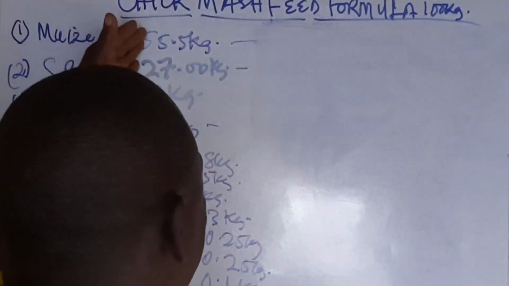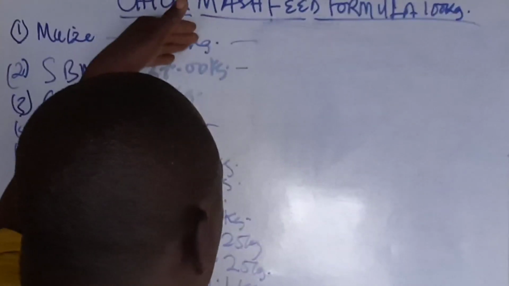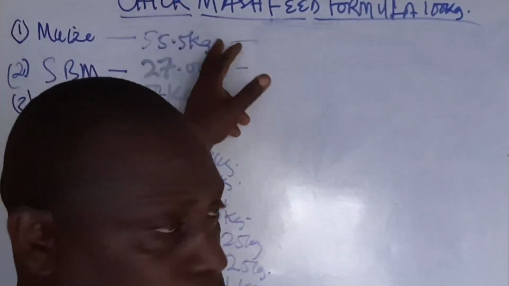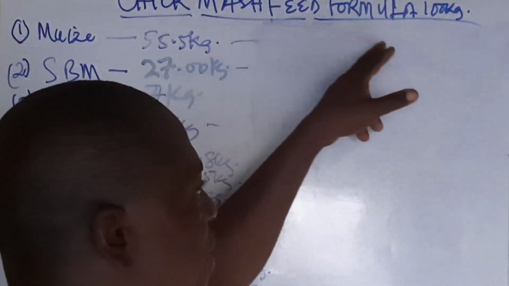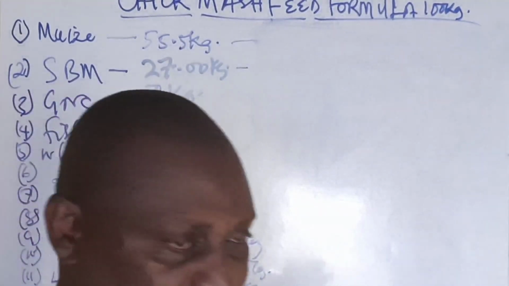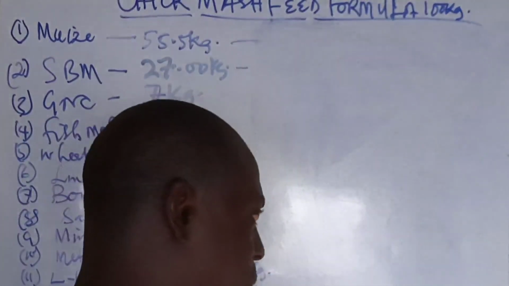Energy, you need to multiply the inclusion quantity of each of these products by the natural energy content of each of the products, then divide it by 100, you get the energy content of that particular feed. So let's do it together, please.